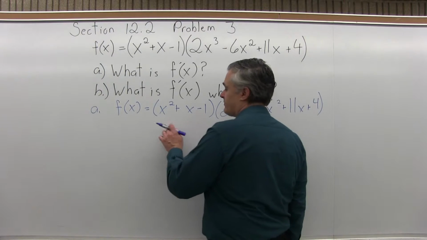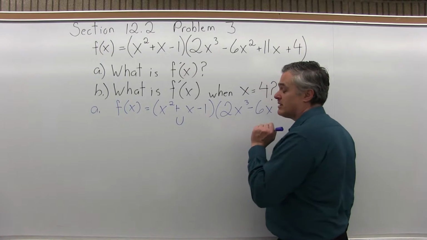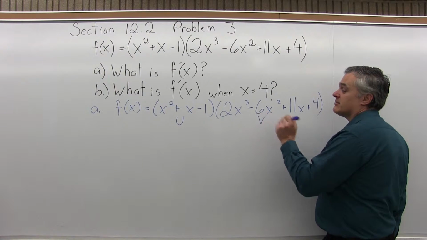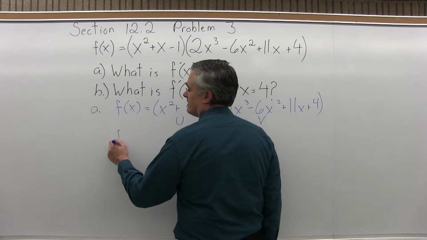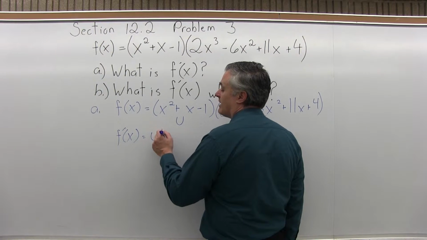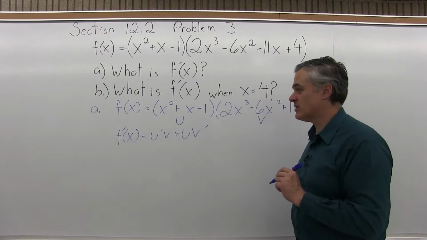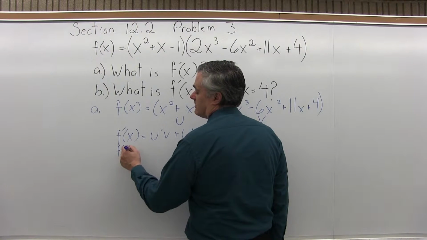So, as a product, the first part of the product is typically represented with a u, and the second part of the product is typically represented with a v. And the derivative, f prime of x, is u prime v plus uv prime. That's called the product rule. And now we'll fill out that formula.